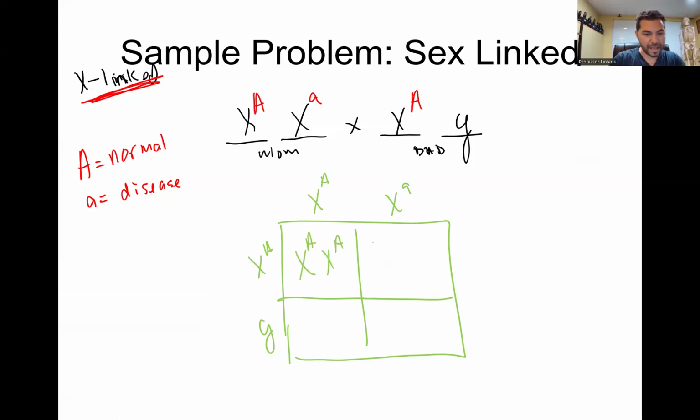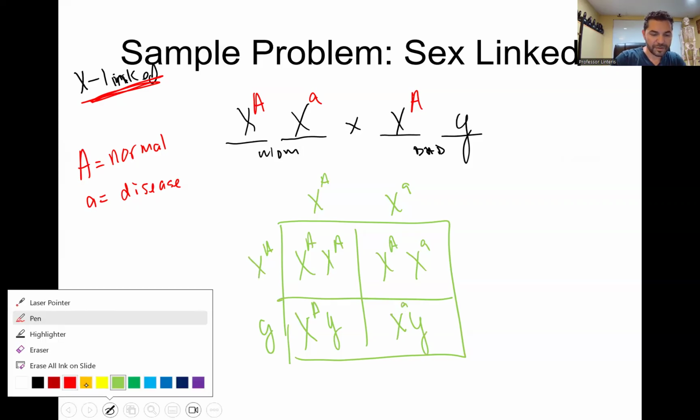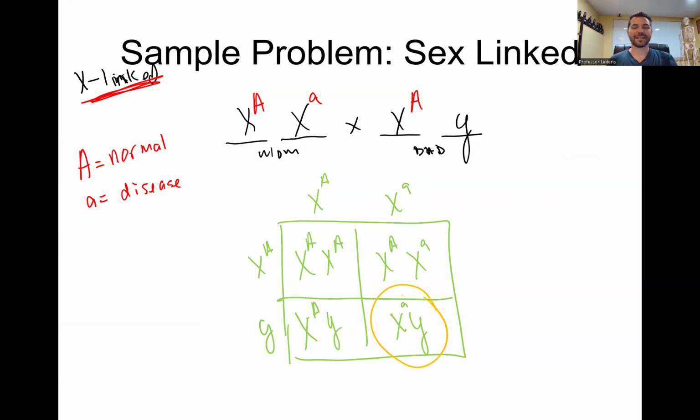First kid comes out like that. No disease. Second kid comes out like that. No disease, but they're a carrier. Both of those are females. Next kid comes out like this. Next kid comes out like that. So in this situation, and very commonly, you will see an X-linked condition more likely found in a male because they only have one X chromosome. So if that one's messed up, they have the disease.